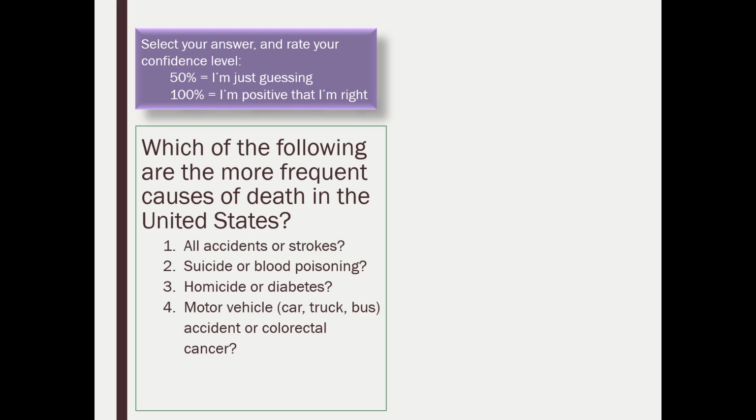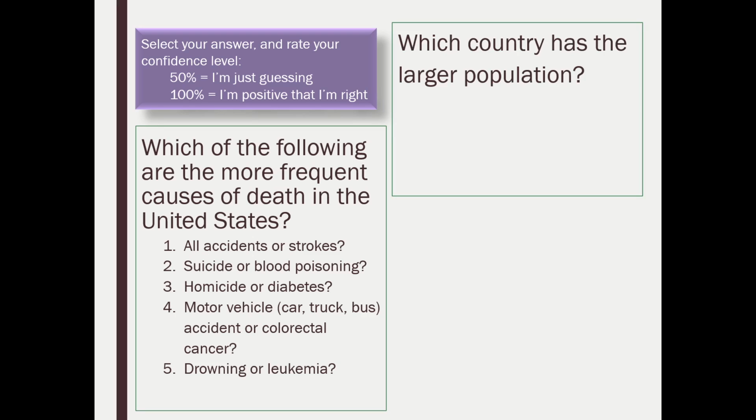Number 4, is it motor vehicle? And the people who wrote the question wanted to make sure you knew what a motor vehicle was, so car, truck, or bus, accident, or colorectal cancer. And then finally, is it drowning or is it leukemia? All right, so those are our causes of death. Let's move on to number 6, which is going to be which country has the larger population? So you're picking the one that has a larger population. Number 6, is it Morocco or Saudi Arabia?